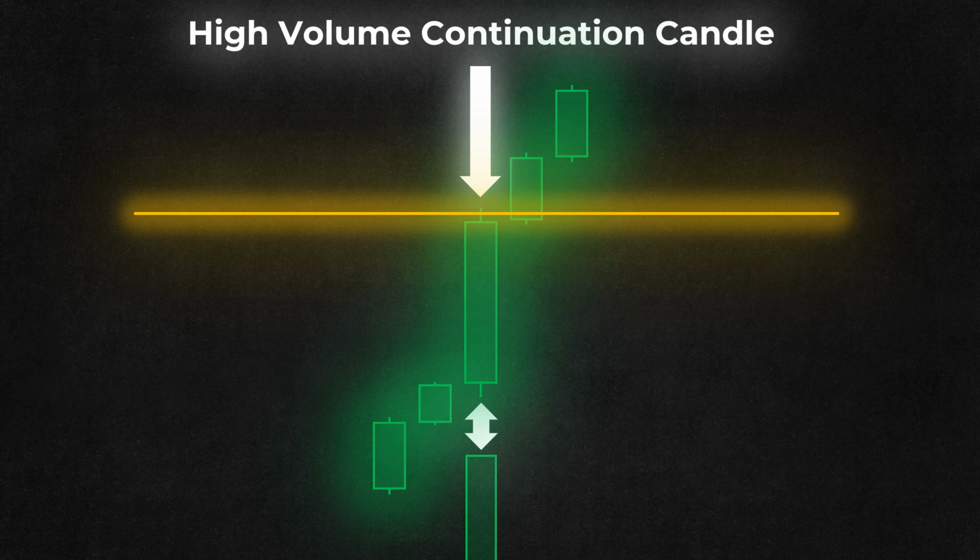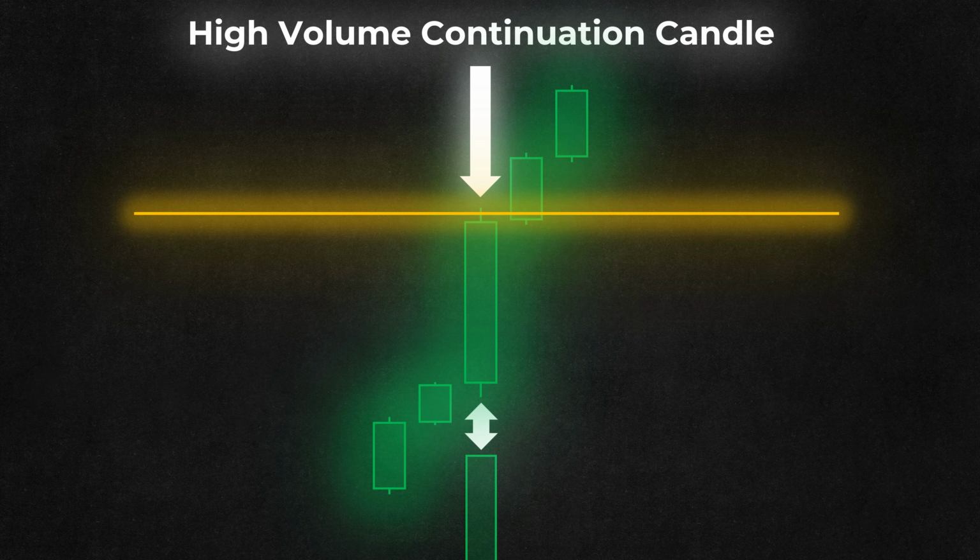So in this case, the resistance will not be strong enough to hold price. Obviously, that's not the only factor at play here. There might be other elements influencing how strong the resistance is, but in terms of volume spread analysis, this type of candle is bound to break the resistance. The same logic applies for bearish high volume continuation candles approaching support levels, of course.